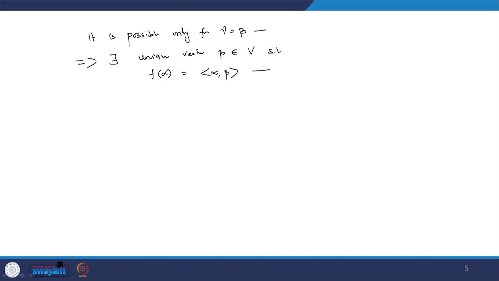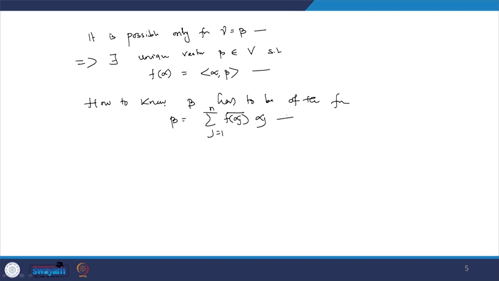Now, the question is how to think that one has to consider beta equal to sigma f of alpha j bar alpha j. How to know beta has to be of the form sigma f of alpha j bar alpha j, j equal to 1 to n. For a given linear functional f, there exists a vector beta in V such that f of alpha is equal to the inner product of alpha and beta for all alpha belonging to V.